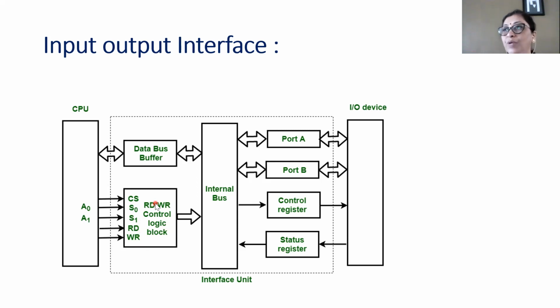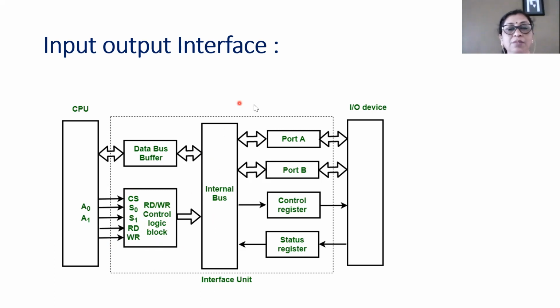Whether CPU is going to write data into peripheral, then that operation is called as write operation. And whether CPU is going to read the data from peripheral, this kind of operation is called as read operation. That is, when peripheral is transmitting data to CPU, it is called as read operation. And when CPU is transmitting data to peripheral unit, it is called as write operation. Okay, so these control signals are present in the control logic block.